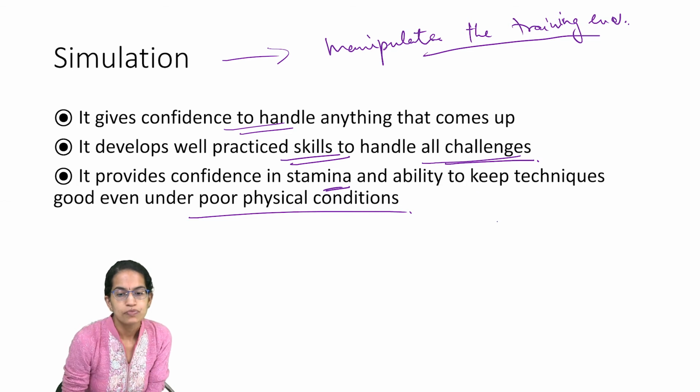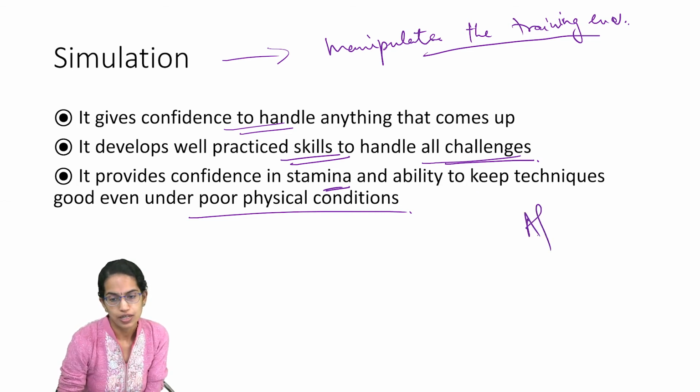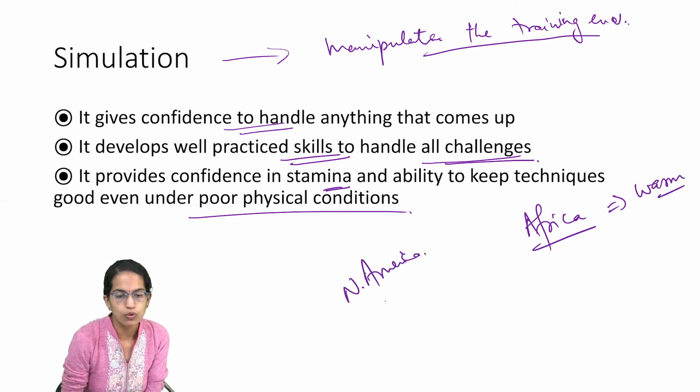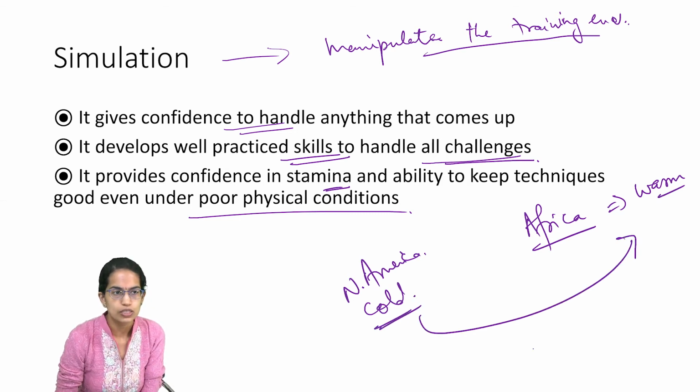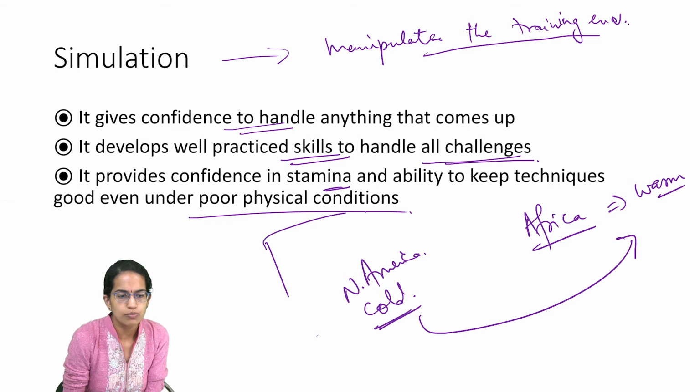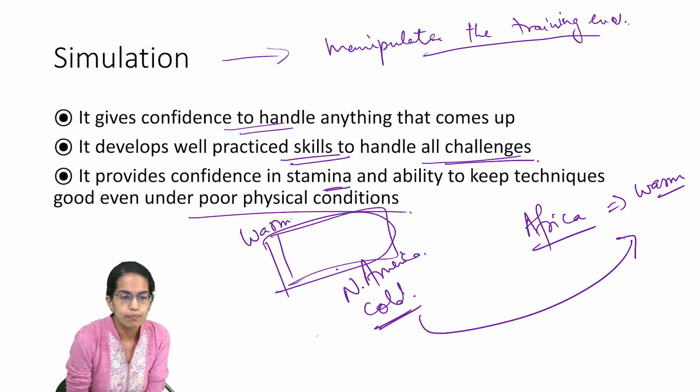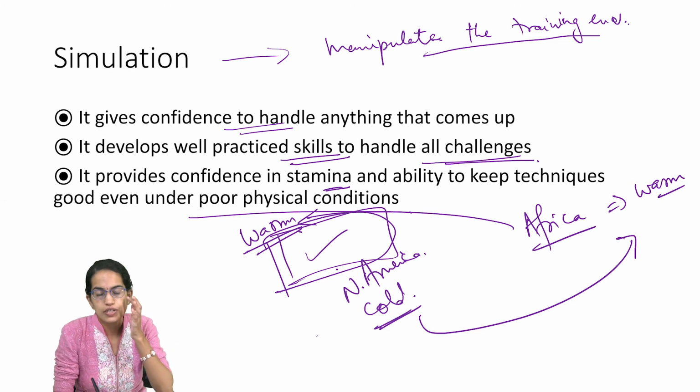For example, you have to play a match in Africa. The climate is extremely warm, but you are from North America where it is extremely cold. Now the player needs to adjust to the new weather surroundings. So under the simulation model in North America, an artificial playground would be created, which would have temperature requirements similar to the situation of the playground in Africa, and therefore it creates a manipulation of the training environment.